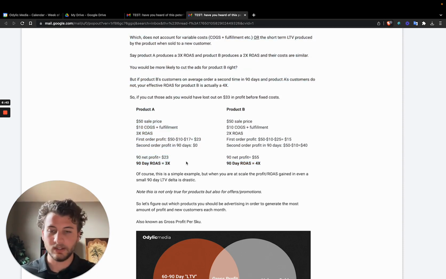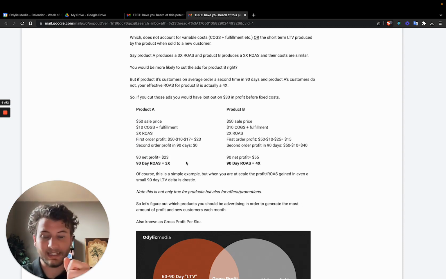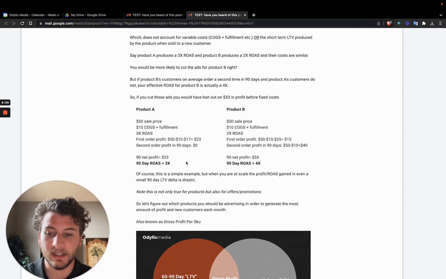And this is why you cannot just look at ROAS. You have to not only look at lifetime value within a specific time frame, which you set based on your niche, but you also have to look at the variable cost to understand what is your actual profit at the end of the day, okay?